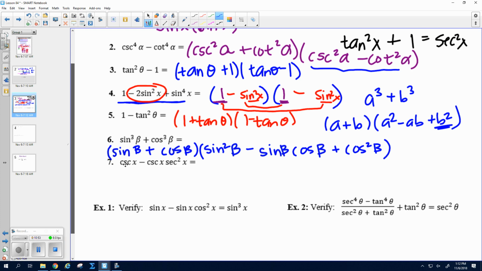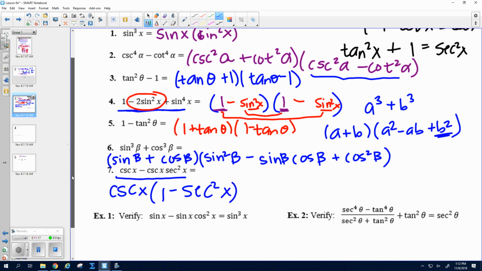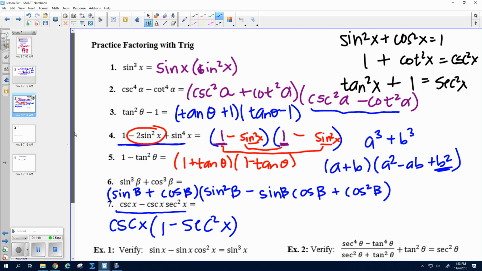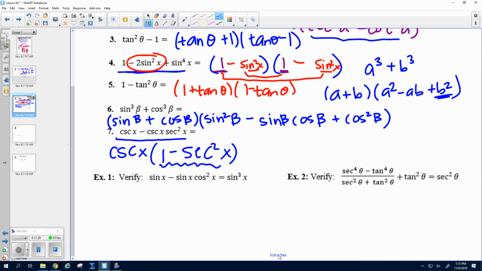Okay. And this last one, if we were to factor this, just look for a GCF. You can always look for a GCF. So what is common to each of these terms? Cosecant x. So I take that out, I'm left with 1 minus secant squared x. How does this help us? This is one of your best friends. It would be equal to what? Just curious if you guys know. Negative tangent squared x.